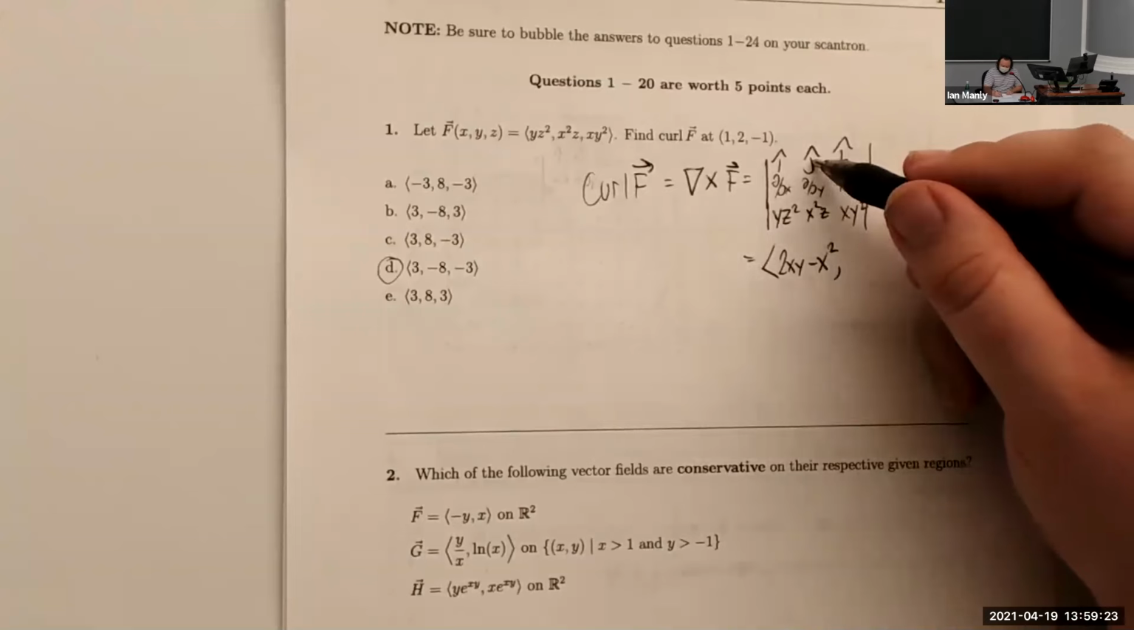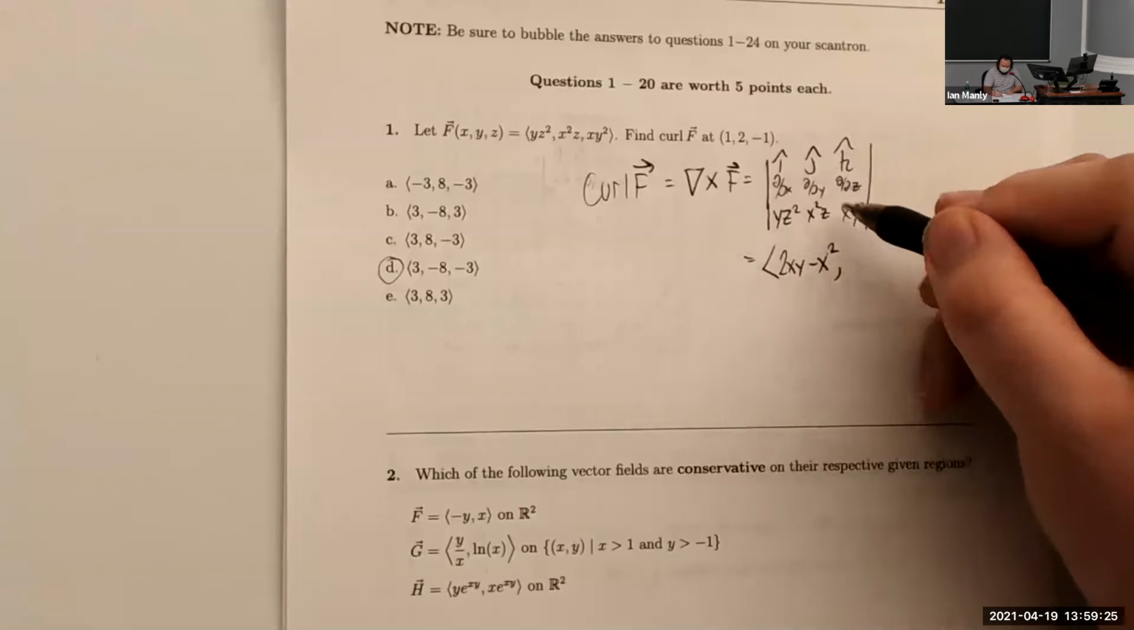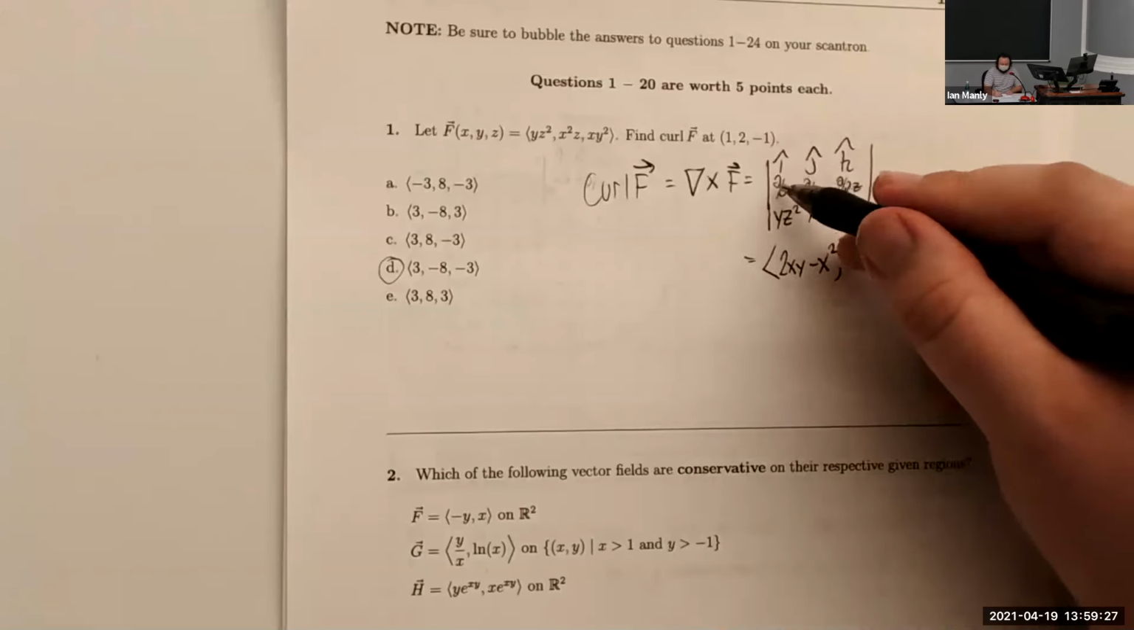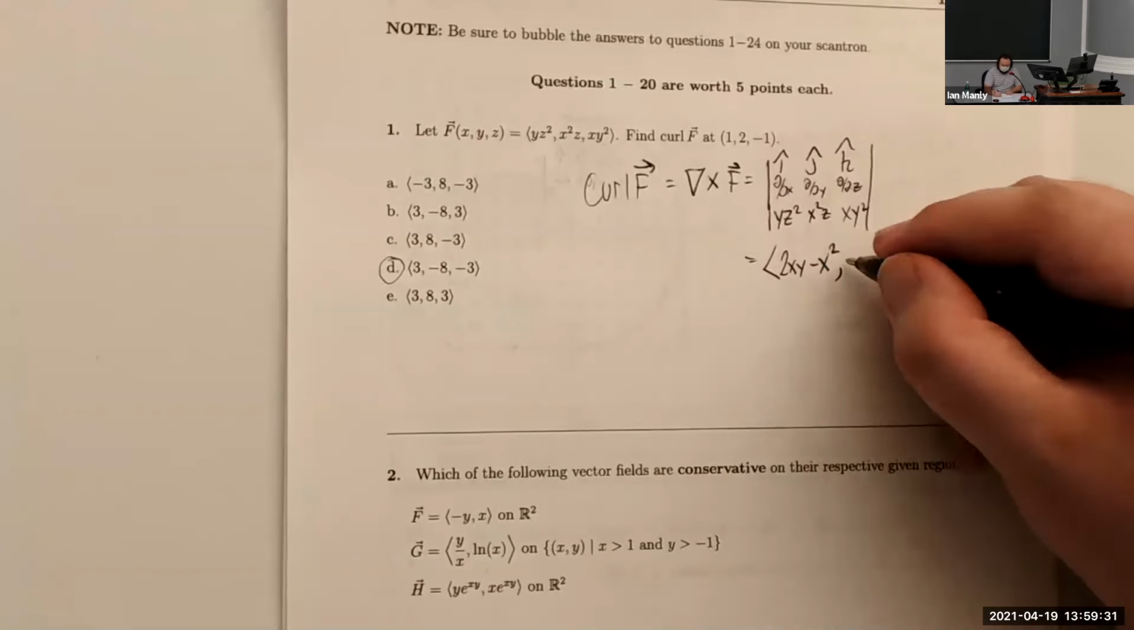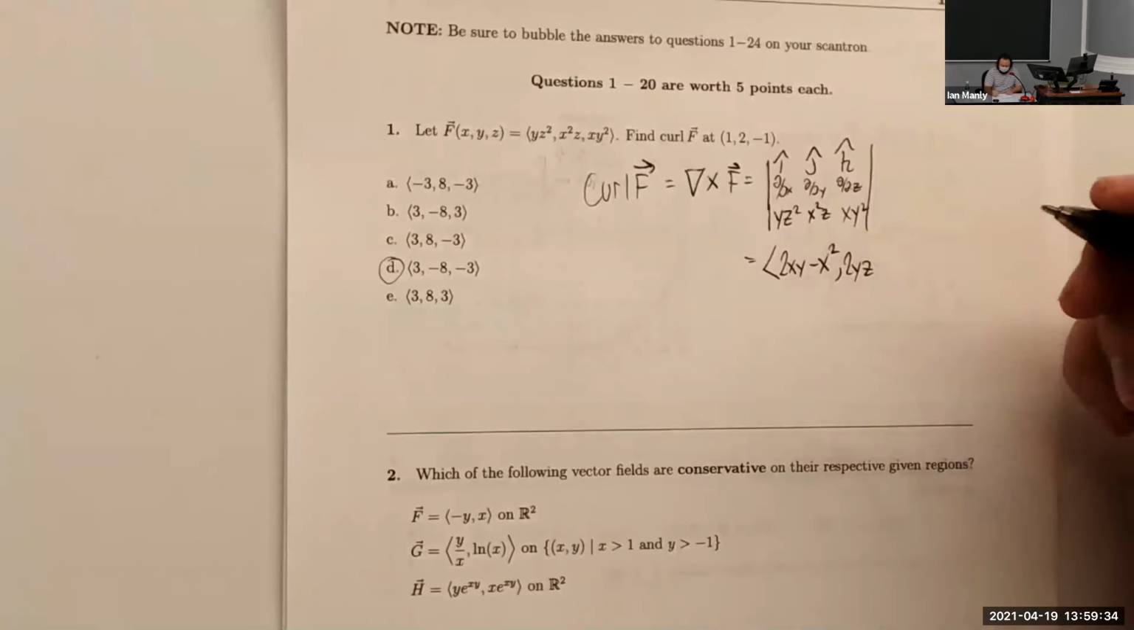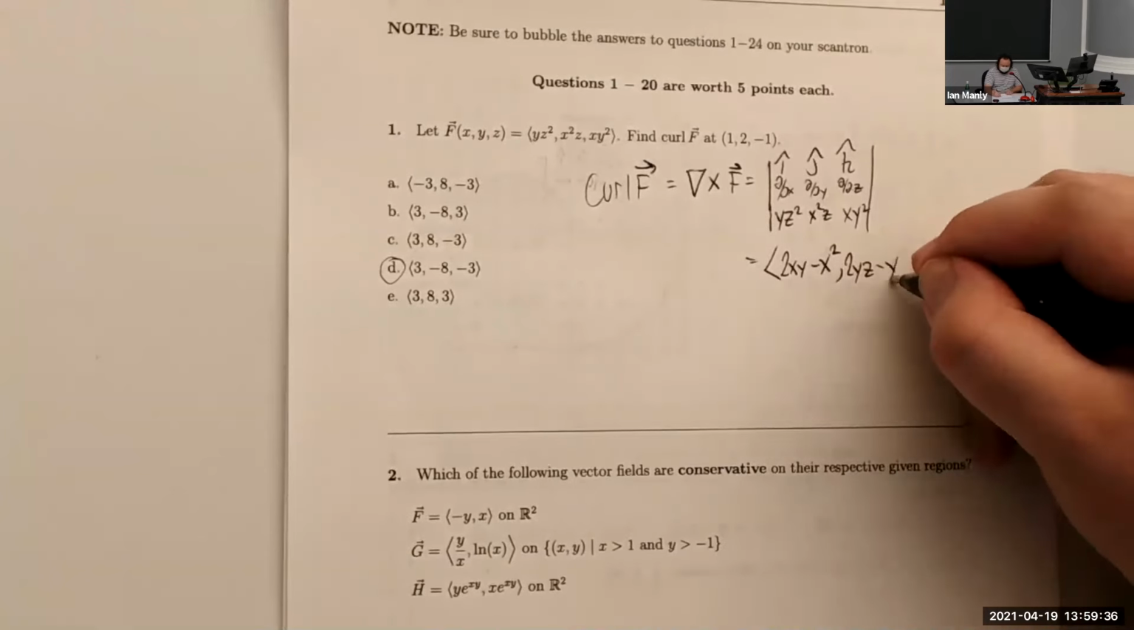So let's go ahead and take the cross product here. We have the y derivative of this, which will be 2xy. And then we subtract the z derivative of this, which is x squared. Let's see, we have j here. So we do the x derivative, which is y squared, and then the z derivative, which is 2yz. So we have 2yz minus y squared, excuse me.